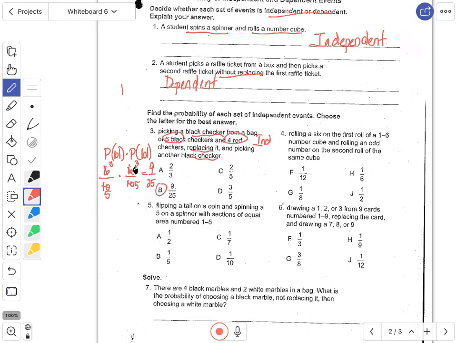That would be B. 4, rolling a 6 on a number cube and then rolling an odd number. So we have the probability of a 6 on the first one times the probability of an odd. So probability of a 6 is 1/6 times the probability of an odd number. There are 3 out of 6 that are odds. I'm going to cancel. 1 times 1 is 1 over 2 times 6 is 12. So that one's probability is 1/12.